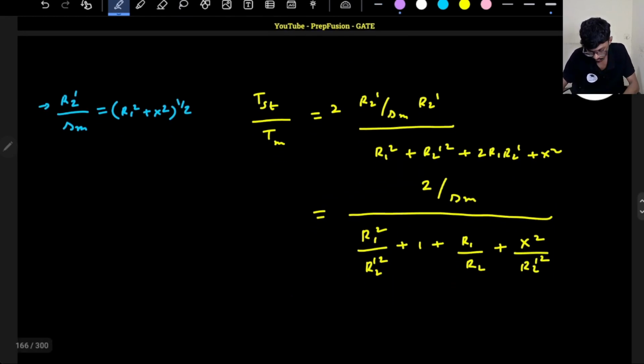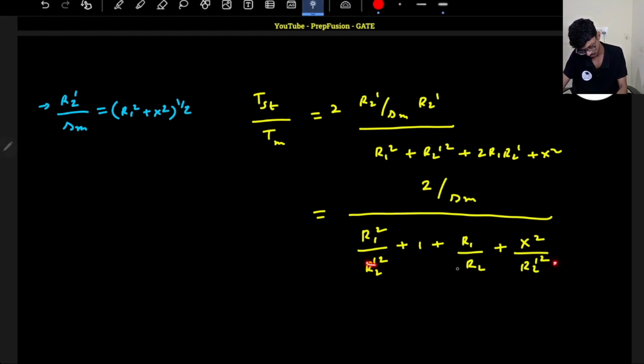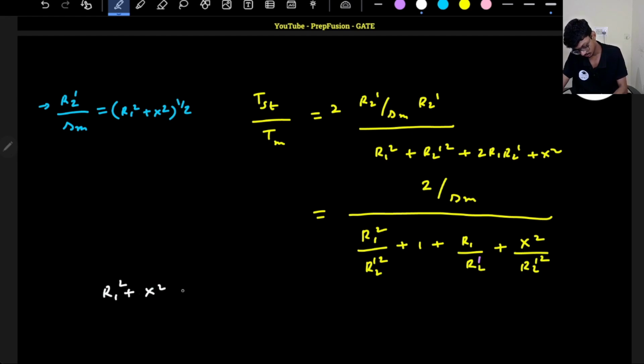Okay, so can I do anything? Yes, I know what is R1 plus x square, right? I can add these two up. So what is R1 plus x square? R1 square plus x square is basically equal to R2 dash whole square SM square, right?